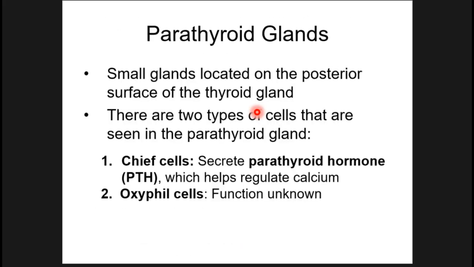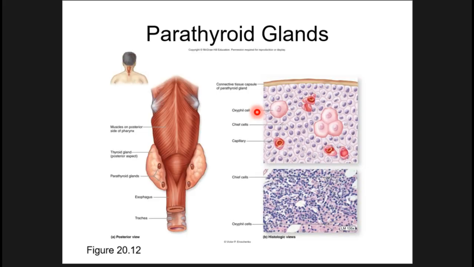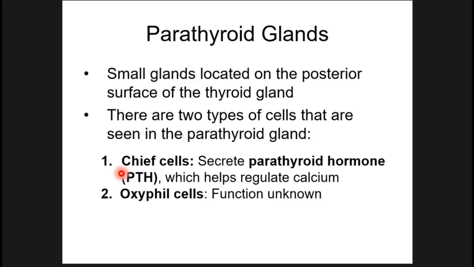On to parathyroid glands. So when you look at the posterior surface of the thyroid gland, you'll find 4 small nodules known as the parathyroid glands. Hence their name, they're around the thyroid. They're the parathyroids. There are 4 of them total, 2 on each side. There are, again, 2 major hormones of the parathyroid gland. You're really only going to worry about one this time, and that is parathyroid hormone.